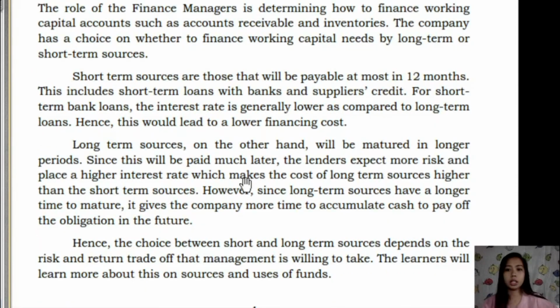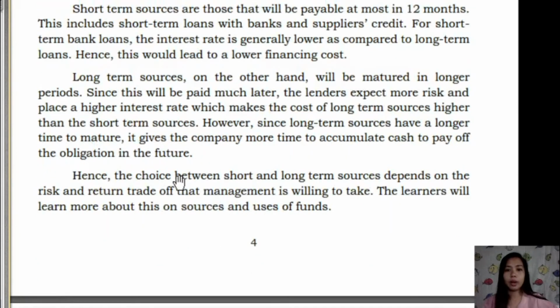Okay, since it is paid later, the lenders expect more risk and place a higher interest rate. So, this is why, kung sa long-term sources tayo kukuha ng ipang-gagastos natin sa daily operation, we should efficiently and effectively use it, since mas mataas yung interest rate niya kumpara kung short-term lang ang kukuhanin niya.